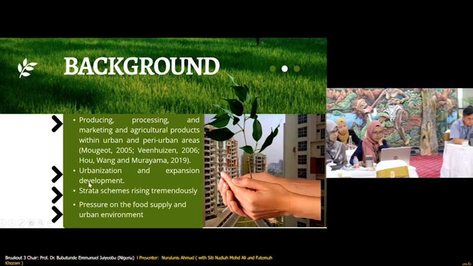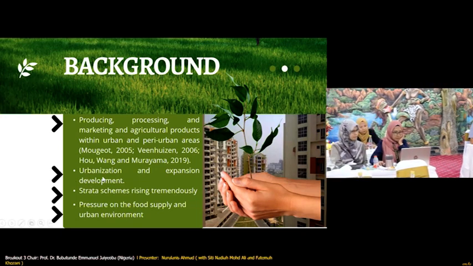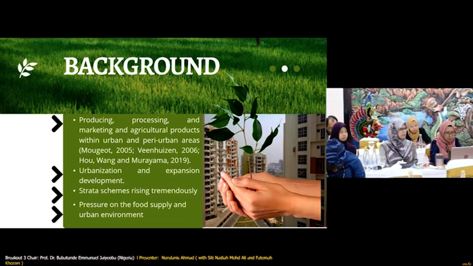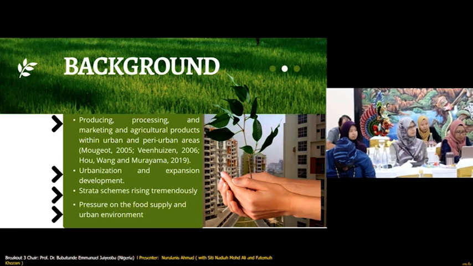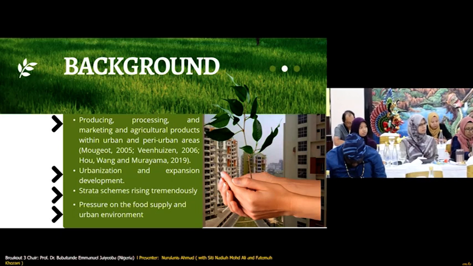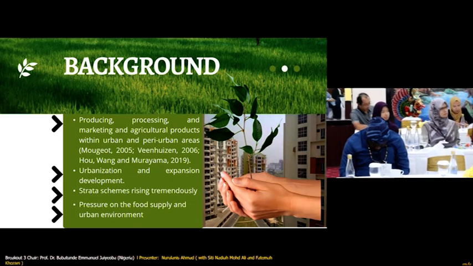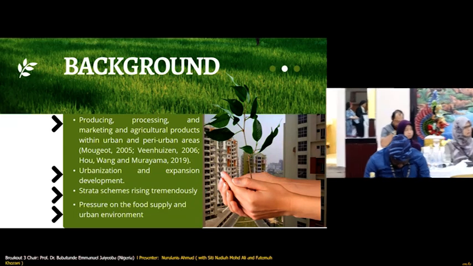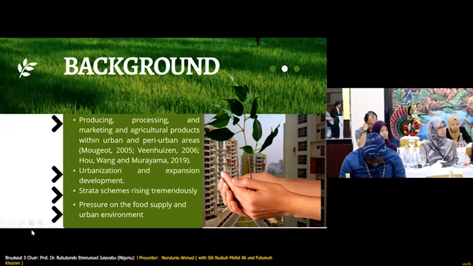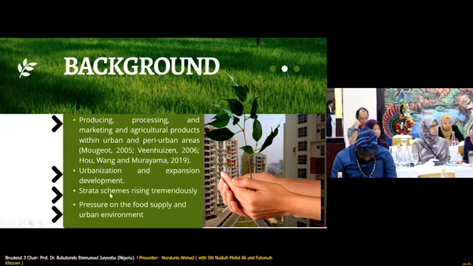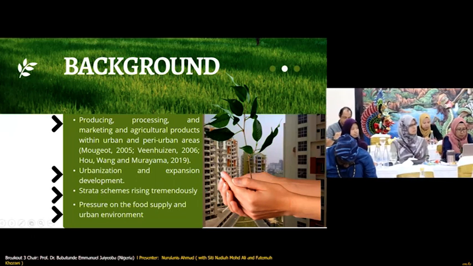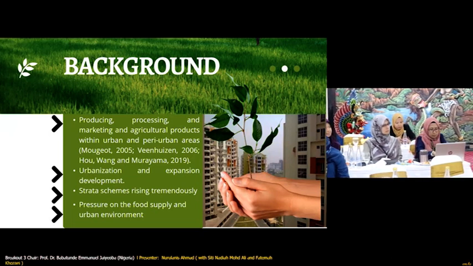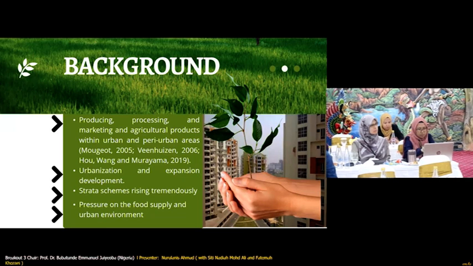So why does this urbanization happen? Because of the higher number of populations, which leads to converting agricultural land to built environment. Therefore, strata development also keeps rising tremendously in urban areas, and it also leads to pressure on the food supply and urban environments.